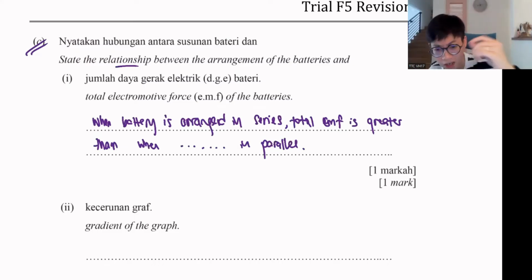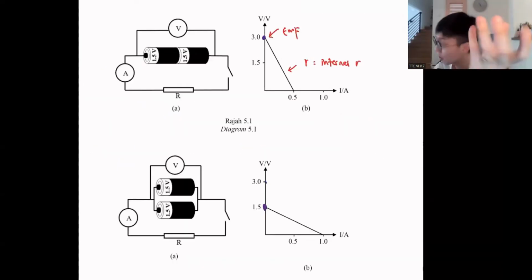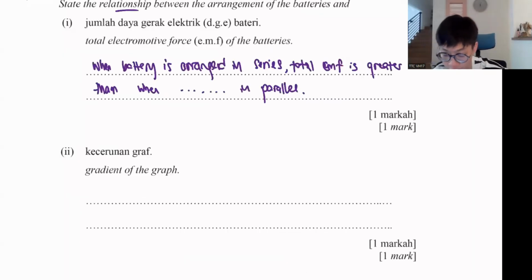Guys, remember, do you know how I know this answer or not? The answer is I don't need to know. I just have to look at the question. Is this series? 3. Then if it's parallel, 1.5. So I think this is pretty much self-explanatory. After that we can also compare the gradient of the graph.